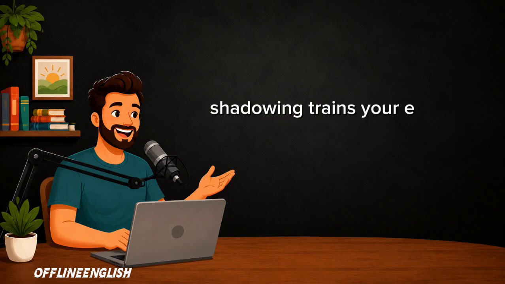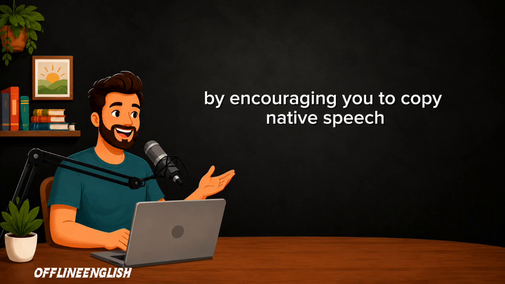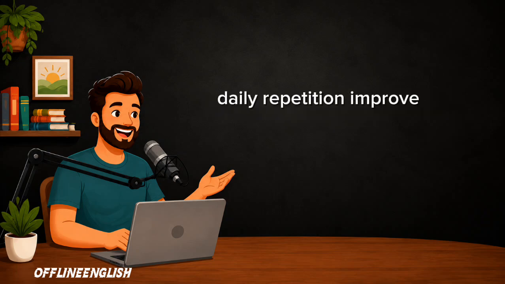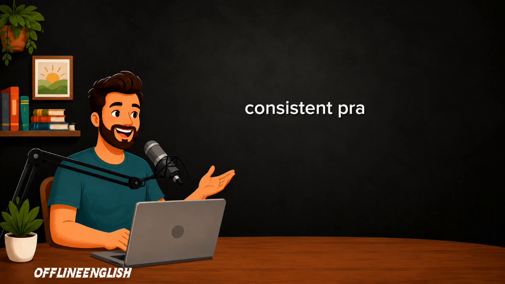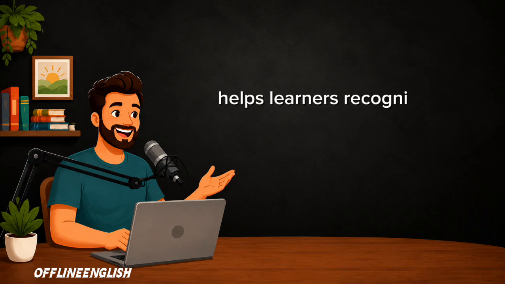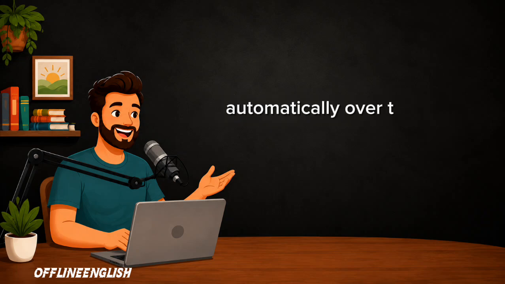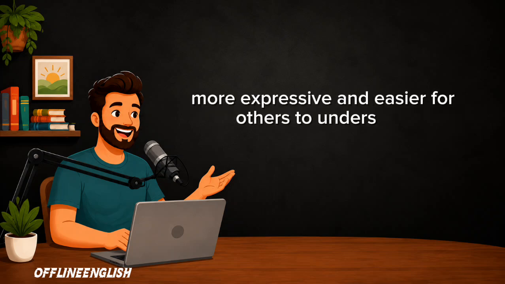Shadowing trains your ears and speaking muscles simultaneously by encouraging you to copy native speech immediately after hearing it. Daily repetition improves fluency, clarity, and confidence while reducing hesitation. Consistent practice helps learners recognize common pronunciation patterns automatically. Over time, your speech becomes smoother, more expressive, and easier for others to understand.